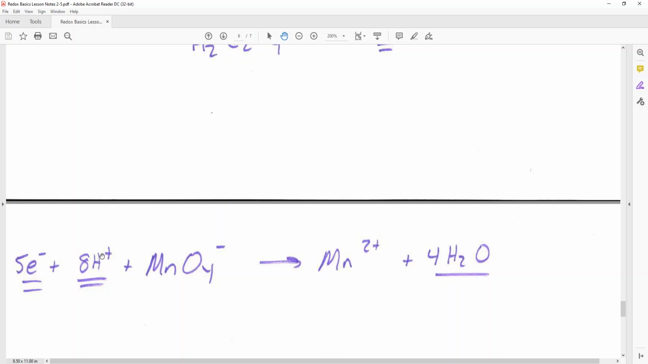All right, now we balance the charge. Now remember, this was a reduction half reaction, so we should be expecting to put electrons on this side of the equation, because electrons are required, they are a reactant for reduction. So let's ignore those electrons for now. If we look at these things right here, we have 8 plus and -1, so we have a +7 on this side, and we have a total of +2 on this side. So to bring a +7 down to a +2, we have to add 5 electrons.